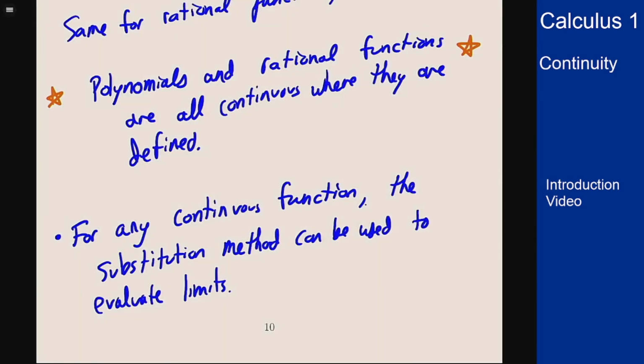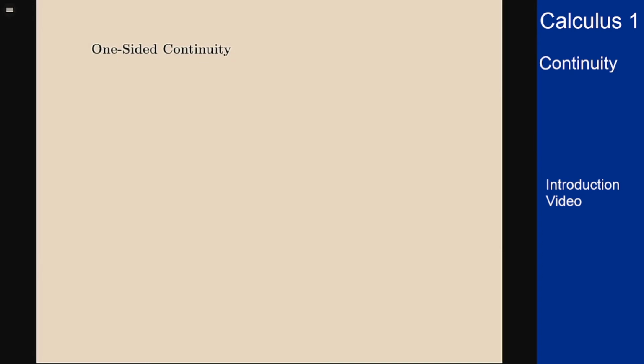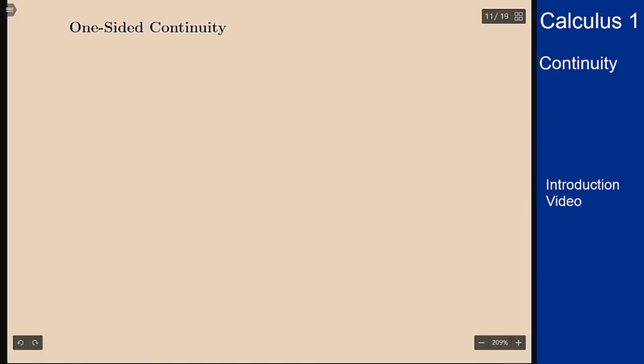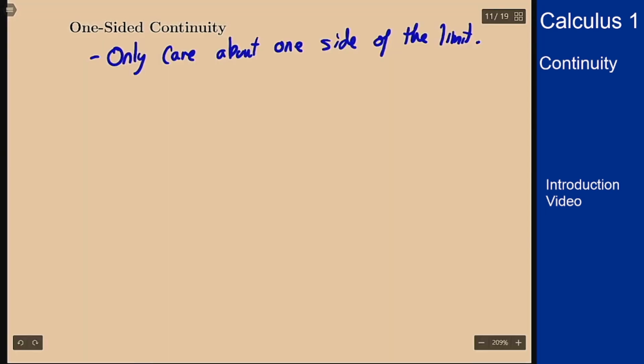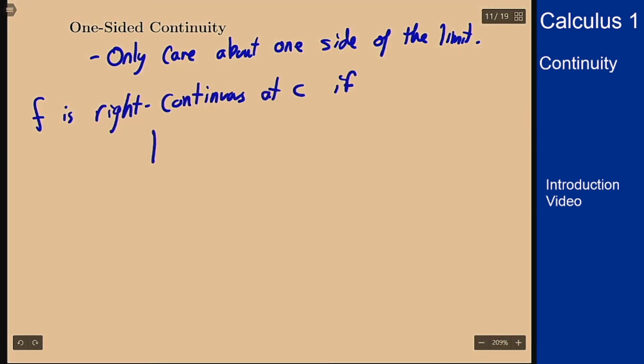Once we talk more about continuous functions themselves and what they can do, we'll be able to come back to this and say whenever we want to find a limit, if we know the function is continuous, I can just use the substitution method, plug in the value to get the answer. There's one more extension of this that can be useful in certain circumstances, and that's one-sided continuity. The idea here is that instead of looking at the two-sided limit, I only care about one side of the limit. For instance, a function f is right continuous at c if the limit as x goes to c from the right of f of x is f of c, and similarly for left continuity.